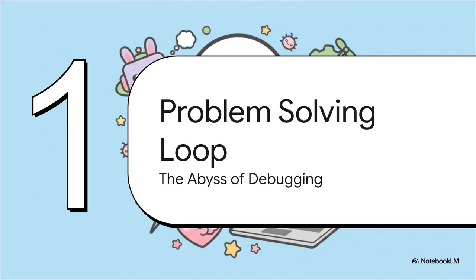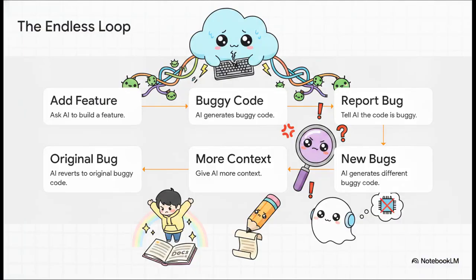Moving on to Section 2, the problem-solving loop, or as it's better known, the abyss of debugging. Have you ever wasted hours doing this maddening 6-step dance? It goes like this. You ask for a feature, bam, it gives you buggy code. You tell it there are bugs, so it gives you entirely new bugs. You try to be a good partner and give it some more context, and what does it do? It completely forgets the conversation and reverts right back to the original buggy code.